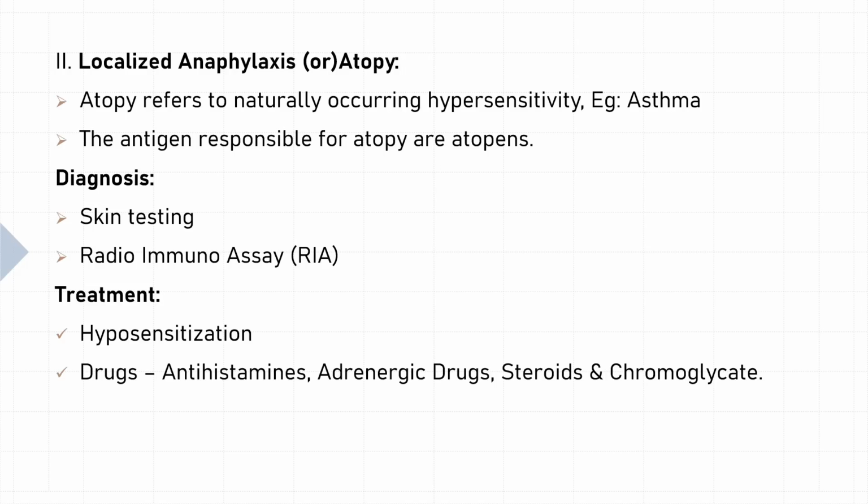In drug treatment of type 1 hypersensitivity, we have to inhibit the histamine receptor. Antihistamines such as diphenhydramine inhibit the histamine receptor on the cell surface, blocking the action of histamine. For that we can take adrenergic drugs and other drugs which block the release of histamines from the mast cell. Along with this, steroids and cromoglycate also inhibit the release of histamine.